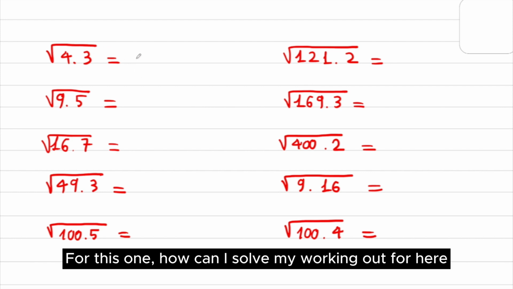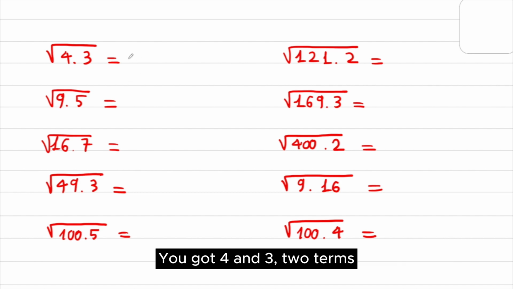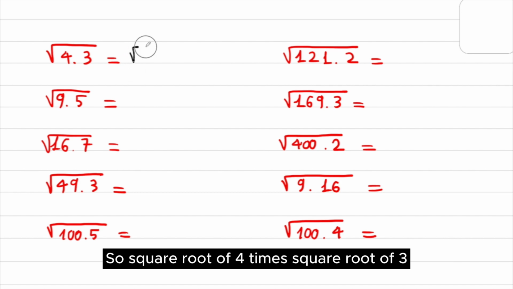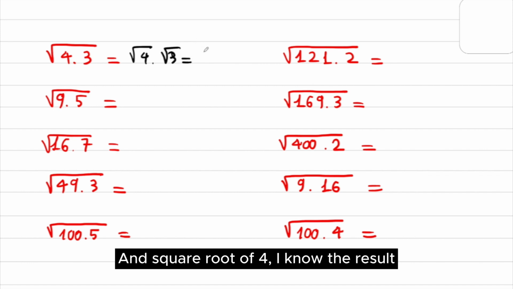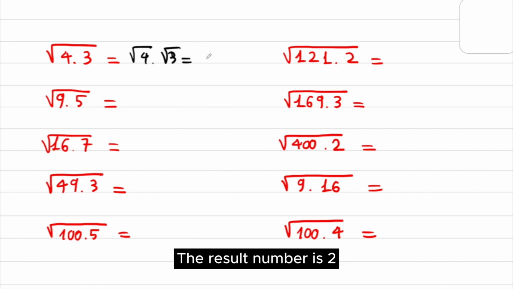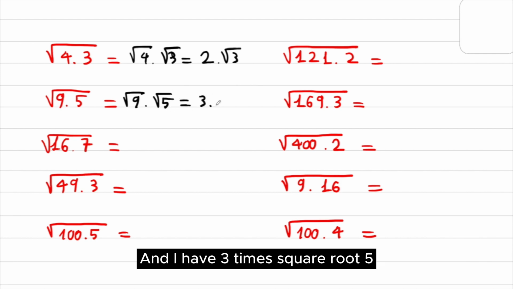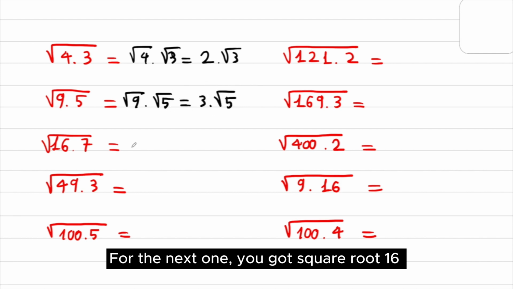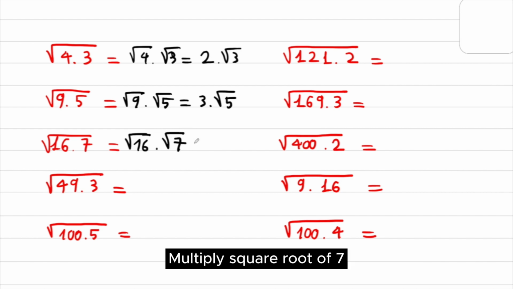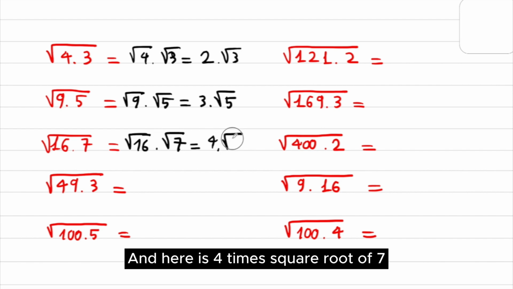Okay, for this one, how can I show my working out here? You got 4 and 3, 2 terms, so square root 4 times square root of 3, and square root of 4 I know the result. The resultant number is 2. Okay, good writing. For this one, I'm going to square root 9 multiply square root 5, and I have 3 times square root 5. For the next one, you got square root 16 multiply square root of 7, and here is 4 times square root of 7.